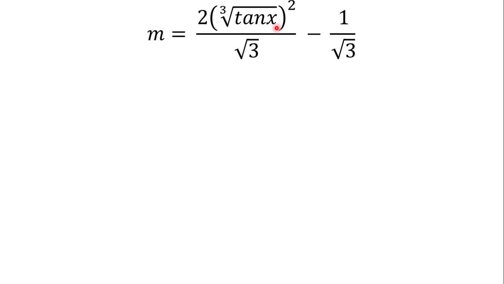When you do it like that, maybe it will help some of you keep in mind that at the end of the day, the focus is on this one. You just maintain that 2 over square root of 3, and then you differentiate the cube root of tangent x to the power 2. The motive is just the application of the product rule. So just maintain the 2 over square root of 3.